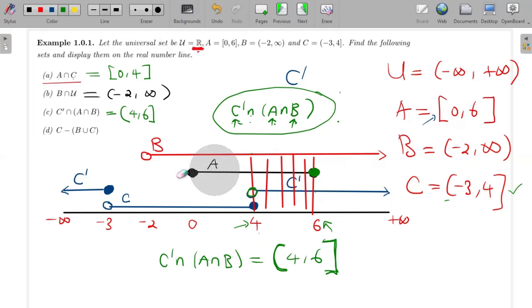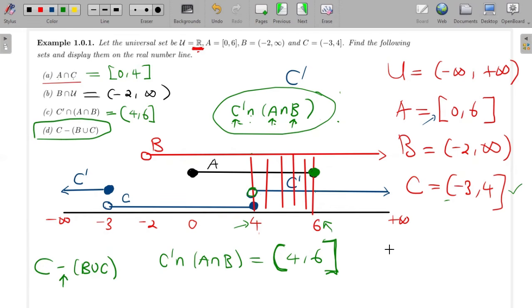And then the last question, I think I'll leave it for you guys to try out. So you can try it out and then you can send the answers to my inbox. So this is the last question here. Okay, try to find C minus B union C. So the hint that I'll give you here is just the meaning of this minus.